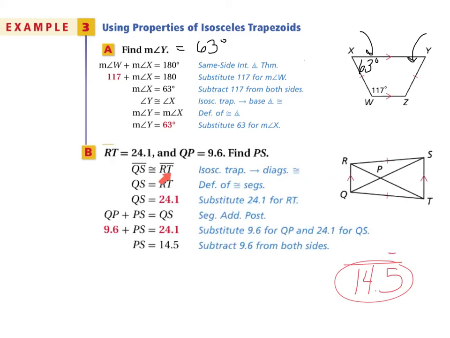If you wrote it out, it would look like this. Segments QS and RT are congruent because if we have an isosceles trapezoid, their diagonals are congruent. Definition of congruent segments and substitution would say that QS equals 24.1. By the segment addition postulate and substitution and subtraction property, you would get the answer as 14.5.